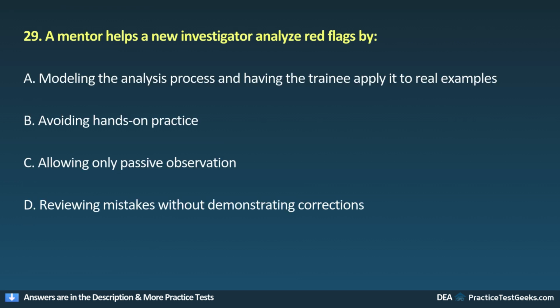29. A mentor helps a new investigator analyze red flags by: A. Modeling the analysis process and having the trainee apply it to real examples, B. Avoiding hands-on practice, C. Allowing only passive observation, D. Reviewing mistakes without demonstrating corrections.